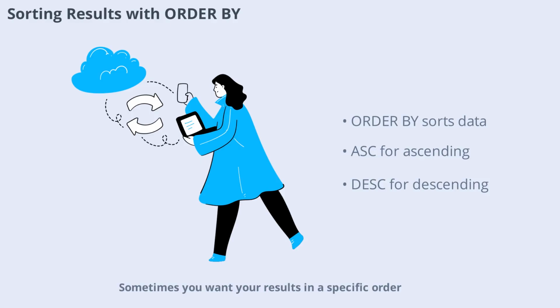Sometimes you want your results in a specific order. The ORDER BY clause lets you sort data by one or more columns. For example, SELECT * FROM customers ORDER BY name ASC will list customers alphabetically. You can also sort in descending order using DESC. Sorting makes it easier to analyze and present your data, especially when you're looking for top values or trends.